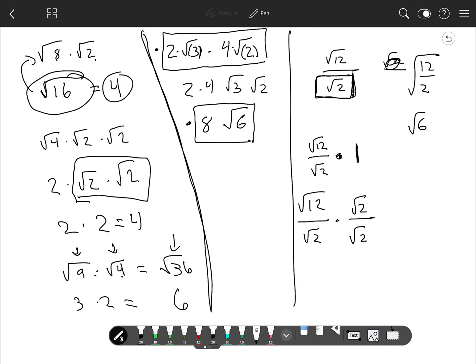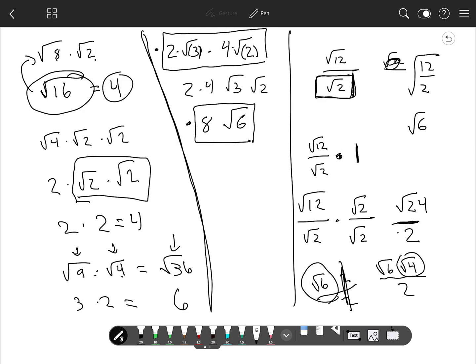So square root 2 times square root 2 gives me square root 4, which is just 2. And square root 12 times square root 2, that gives me square root 24. Square root 24 over 2. Now, let's take a good look at 24, because I think we can simplify that a little bit, down to square root 6 times square root 4. And what is the square root of 4? It's 2. So we got square root 6 times 2 over 2. And we're back to square root 6.